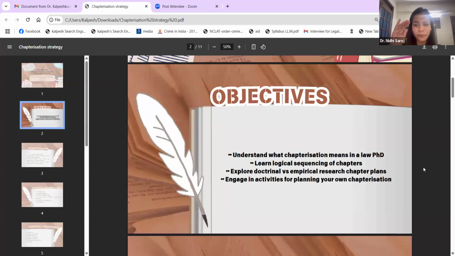Then I will also give you a brief account of doctrinal and empirical research, because I am sure most of us, even if we are doing empirical research, would have elements of doctrinal research. So I will tell you about that. And lastly, I will also suggest some activities which you can do on your own for completing your thesis, so that we check again and again whether we are going in the right direction or not.